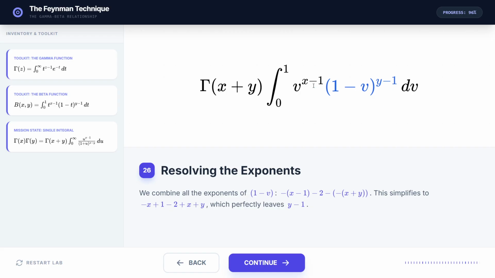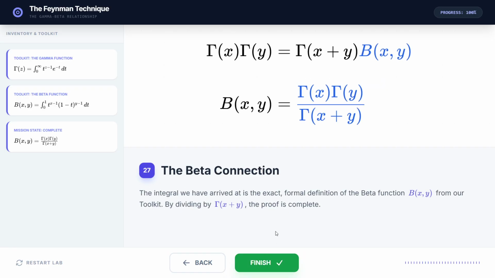And what is this? This is the beta function. This is beta of xy, exactly. So now we have gamma x times gamma y is equal to gamma of x plus y times beta of x comma y. Dividing both sides by gamma of x plus y gives us our famous relationship, and we are done.